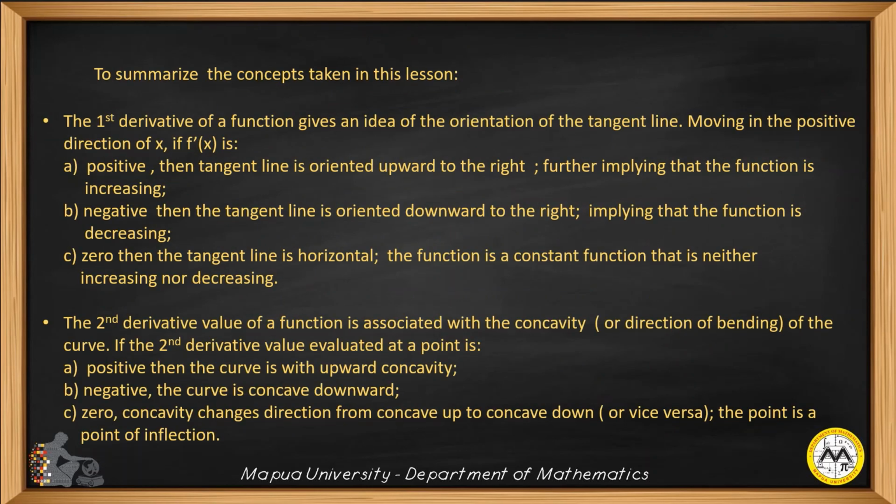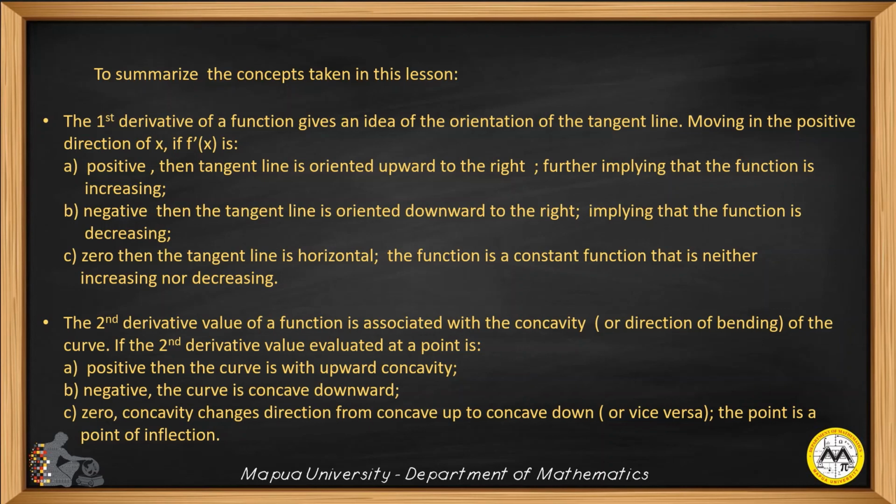To summarize what we have taken up in this lesson, first is that the first derivative value of the function evaluated at a given value of x would give us an idea of whether the function is increasing, decreasing, or constant. That the function is increasing if f prime of x value is found to be positive. It is decreasing if f prime of x value is negative, and is said to be constant if f prime of x is equal to 0.